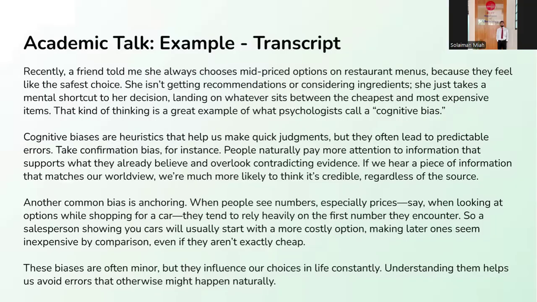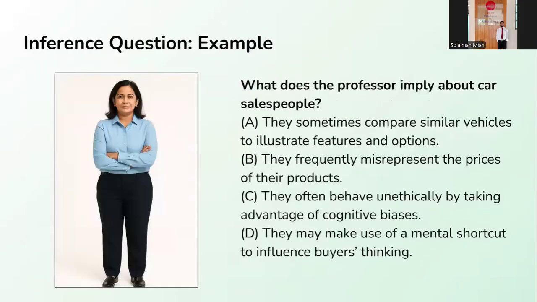Before we look at an example, let's quickly return to this lecture on cognitive biases. If you haven't heard this sample yet, go back to the lesson on the academic talk to listen to it there. Now, imagining that we just listened to that lecture, we might see a question like this. What does the professor imply about car salespeople? This is an inference question, which means the speaker said something very similar to one of these answer choices. Not exactly the same, but very similar. When we look at the answer choices, we'll see some options describe opinions or attitudes toward those salespeople.